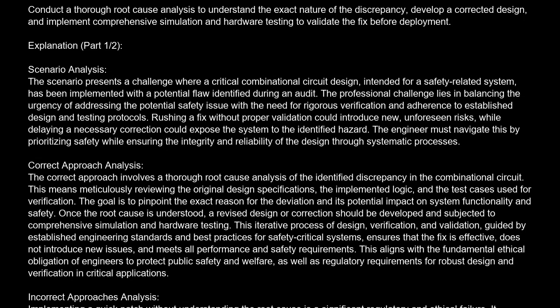The correct answer is D. Conduct a thorough root cause analysis to understand the exact nature of the discrepancy, develop a corrected design, and implement comprehensive simulation and hardware testing to validate the fix before deployment.